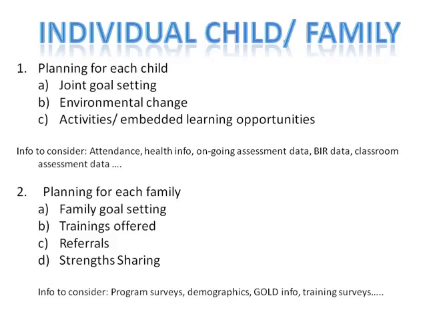Okay. And then as we're planning for the family, we might want to be doing family goal setting, looking at what trainings we're offering, looking at referrals that need to be made, and looking at the family strengths and how are we going to be doing strength sharing within peer-to-peer relationships. So some of the information that we might want to look at during that process would be program surveys, demographics, goal information, and training surveys. And so all of that information can be used in that individualization piece of our program.